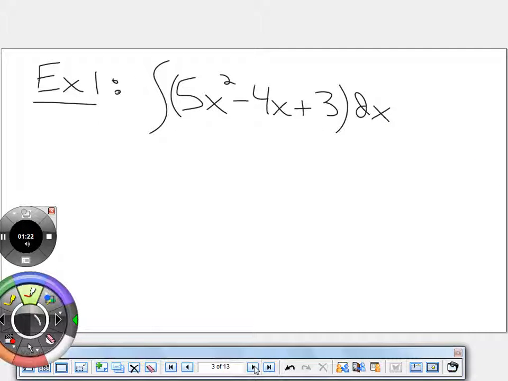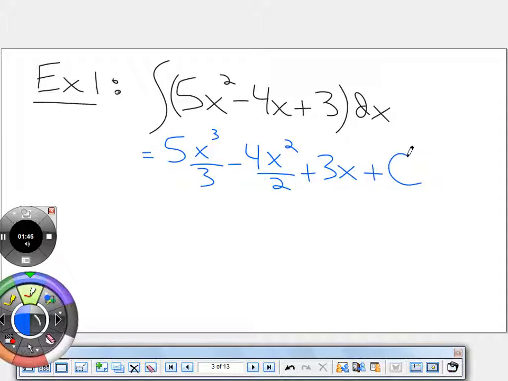All right. First, the basic one that we did a little bit in class. So indefinite integral. You could fast forward this if you already know it. So x cubed divided by 3 minus 4. We're going to add a power to that. So x squared over 2. And then whenever you have a constant, the antiderivative is just multiplying it by x, and then plus c. So that's an okay answer, or you can simplify it a little bit: 5/3 x cubed minus 2x squared plus 3x plus c.